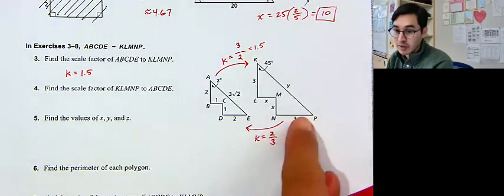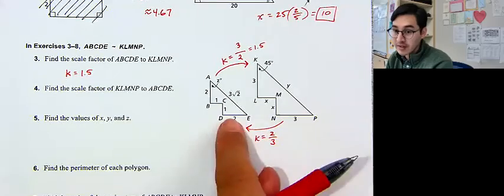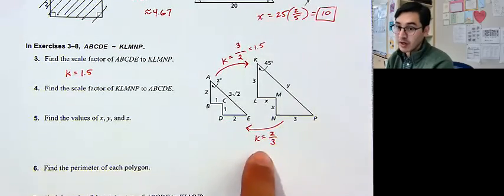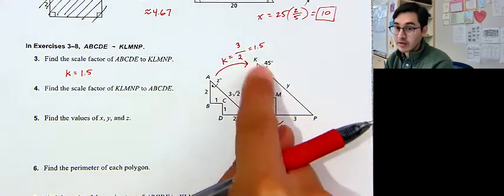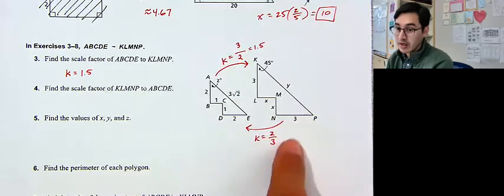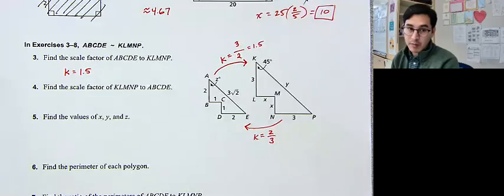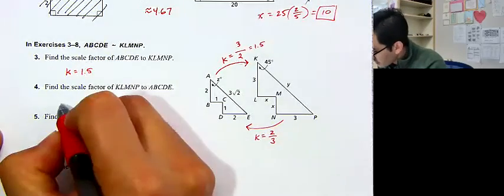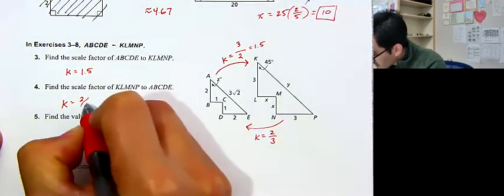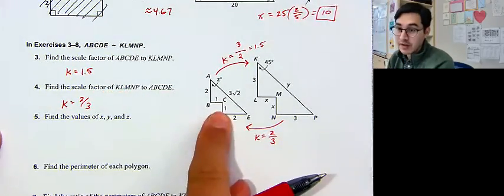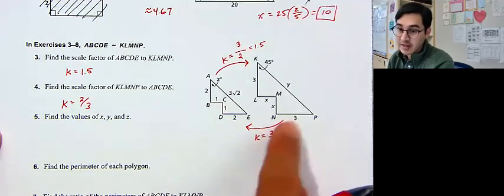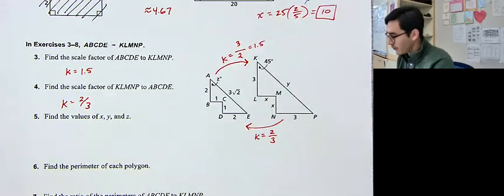That makes sense because we're now trying to reduce the size, so the scale factor should be less than 1. Before we were enlarging, so the scale factor was bigger than 1. Going this way, we're shrinking, so the scale factor is going to be less than 1. It's 2/3, which is about 0.67. So the figure on the left is 2/3 the size of the figure on the right.